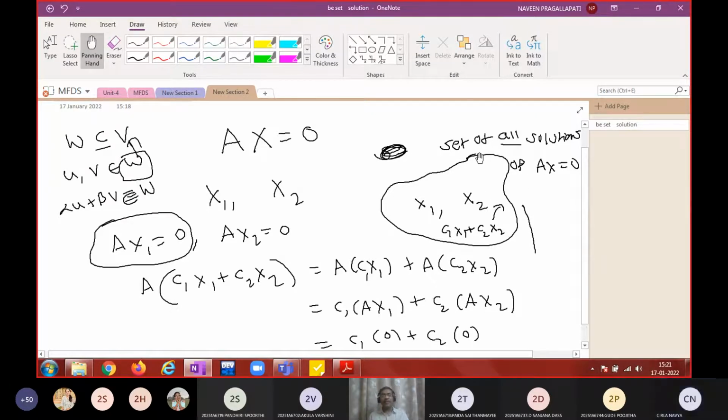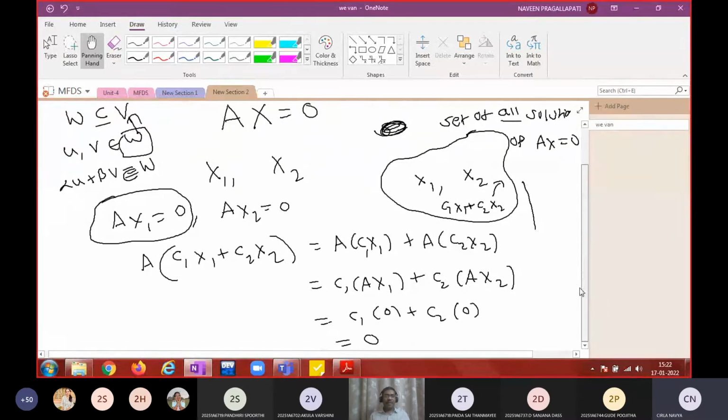So the set of all solutions of the homogeneous system forms a vector space, of dimension less than or equal to n, because x contains what elements? Elements of x are x1, x2, and so on up to xn. So it is going to have a dimension less than or equal to n. That is what is discussed here.